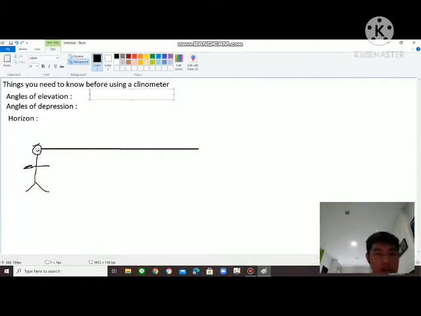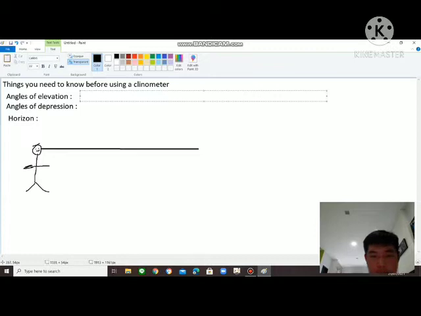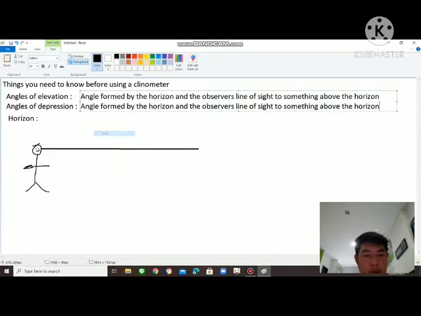So basically, an angle of elevation is an angle formed by the horizon and the observer's line of sight to something that is above the horizon, and an angle of depression is the angle formed by the horizon and the observer's line of sight to something that is below the horizon.